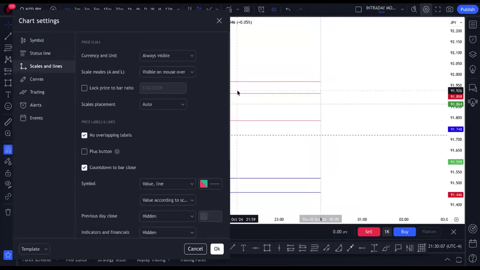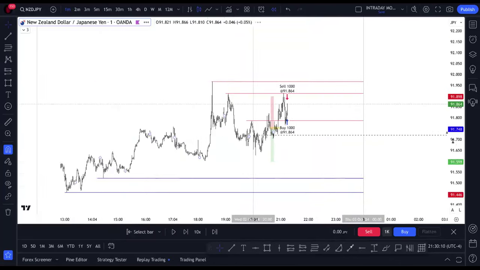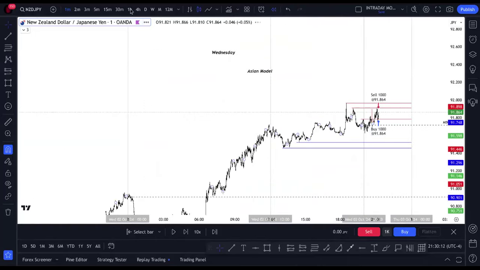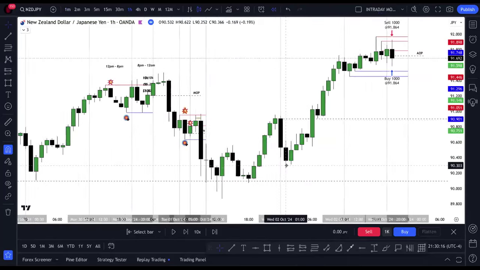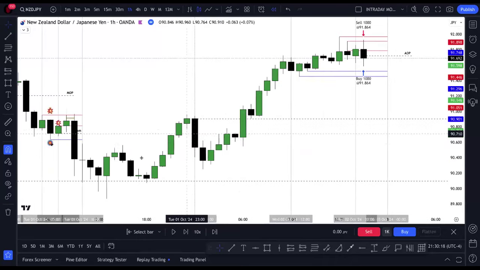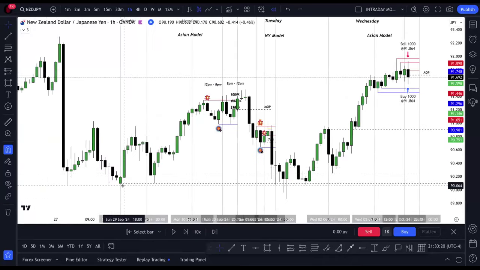Around what time of the week do you draw the weekly open price? As soon as it opens. Oh, what time is it? I'll tell you right now. I mean, TradingView gives it to you. Look at it. Right here.